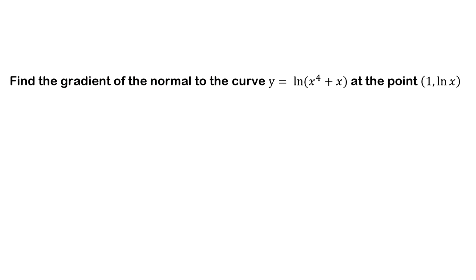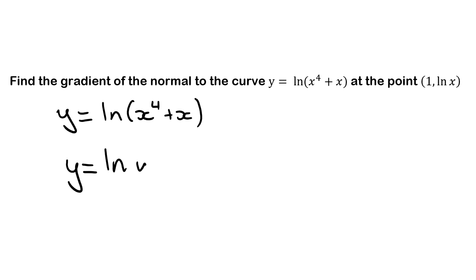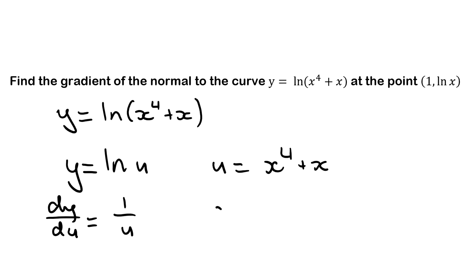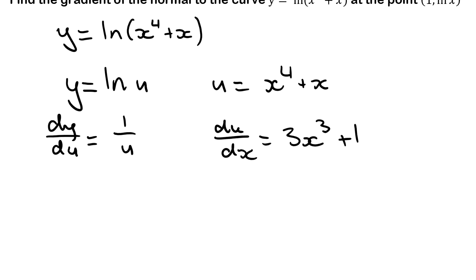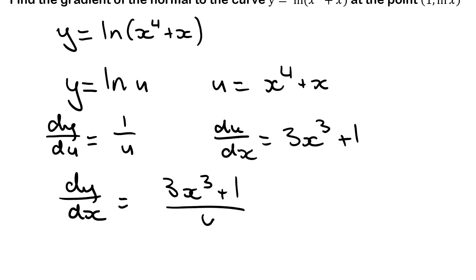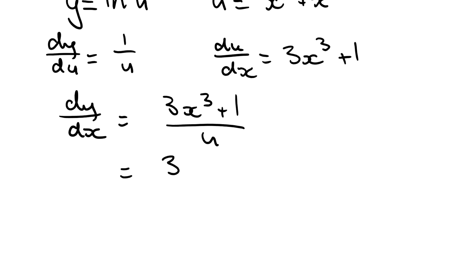Alright, this time we're told to find the gradient of the normal to the curve, so remember when you're doing these type of questions, you always need to differentiate your function first. So if y equals ln of (x to the power of 4 plus x), we're going to need to use the chain rule again. So we know that y equals ln u, and u equals x to the power of 4 plus x. So dy/du equals 1 over u, du/dx equals 3x to the power of 3 plus 1. We then multiply these together, and we get (3x^3 plus 1) over u. We can substitute our u back in, so (3x^3 plus 1) over (x^4 plus x).